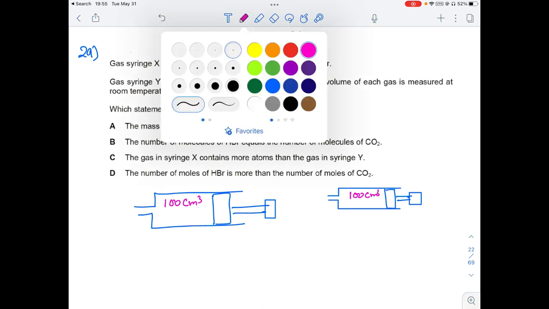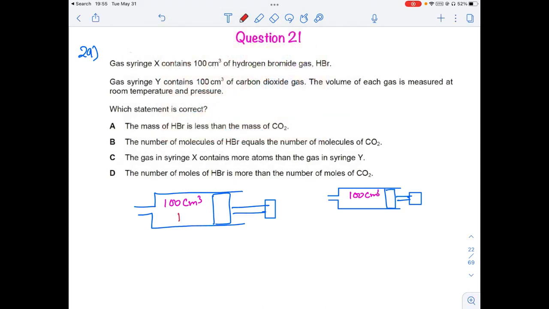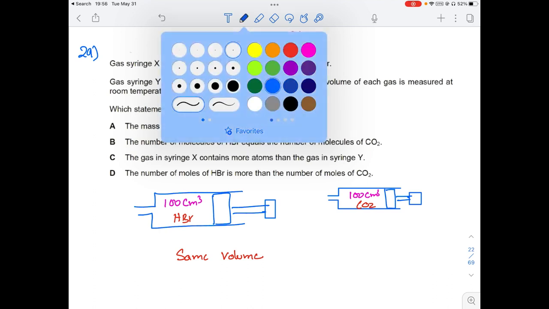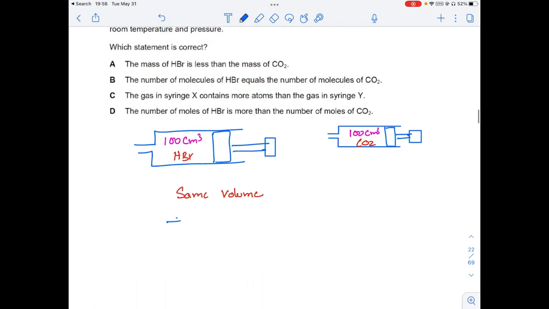One is hydrogen bromide, and the other is carbon dioxide. Now both have the same volume. If they have the same volume, the first and foremost condition is that they will have the same moles. Why do they have the same moles? Because V equals 24n. Therefore, if the same volumes are there, the same moles will also be there.